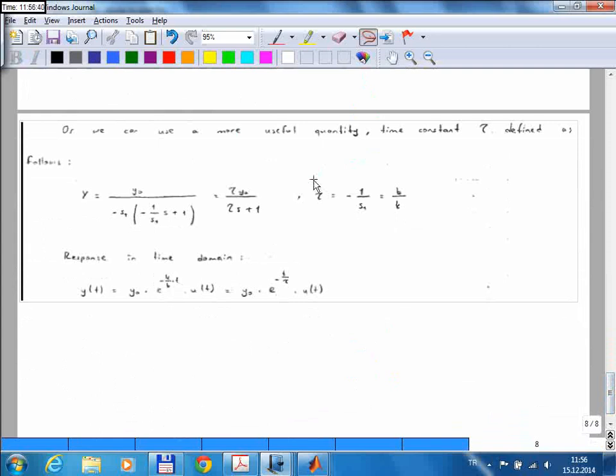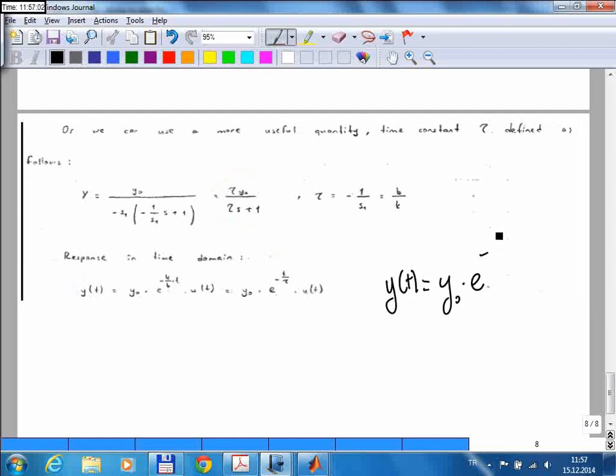And let's use the time constant because it makes it easier to see the result. If you take the inverse transform of this, you will see that the response is given in time domain with this function. So it doesn't look very clear, so let me just write it again. So y, the response, is the initial condition y0 times e to power minus t over tau. And this is for positive values of time.